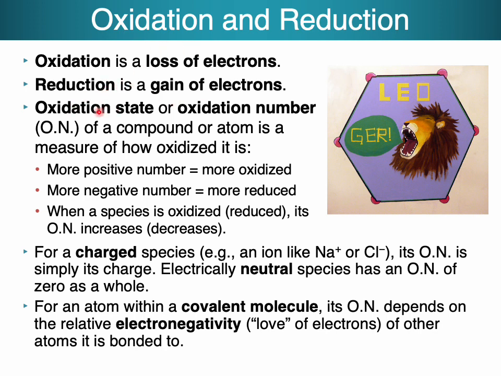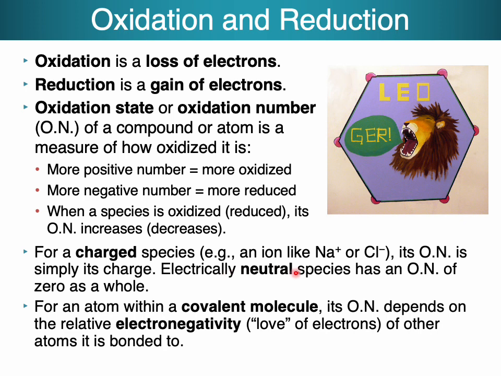Another important concept related to this is the oxidation state or oxidation number. The oxidation number of a compound or an atom is a measure of how oxidized it is, also meaning how many electrons it has lost or is losing. So a more positive number means more oxidized and a more negative number means more reduced. So when a species is oxidized, its oxidation number would increase, whereas if a species is reduced, its oxidation number would decrease. So for a charged species like an ion, like sodium ion or chloride, its oxidation number is simply its charge, all right?